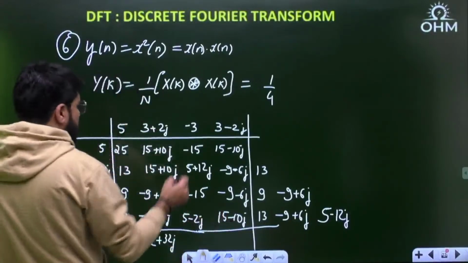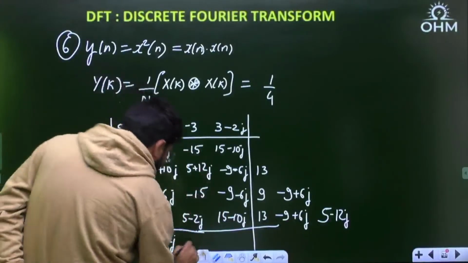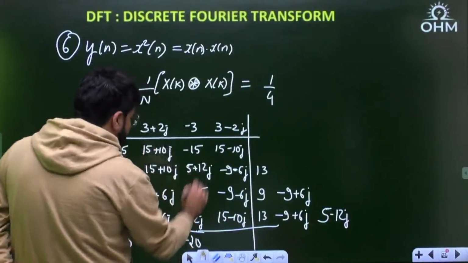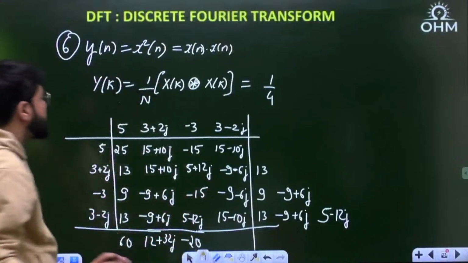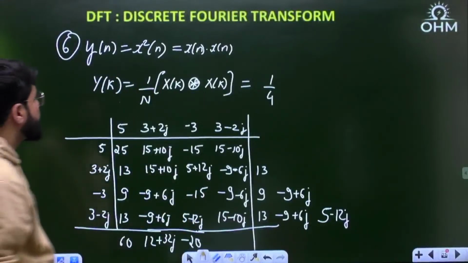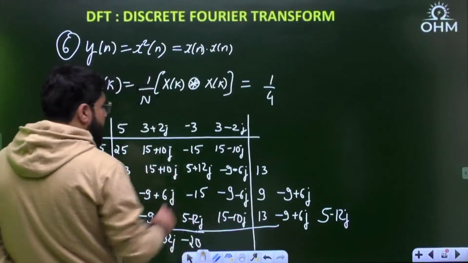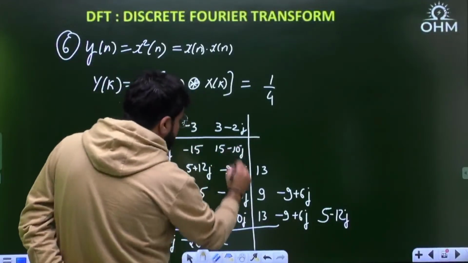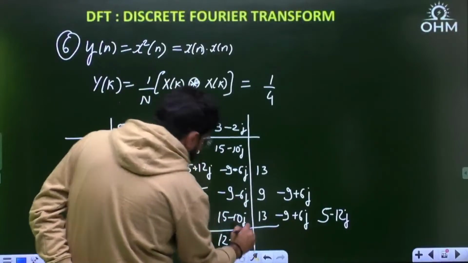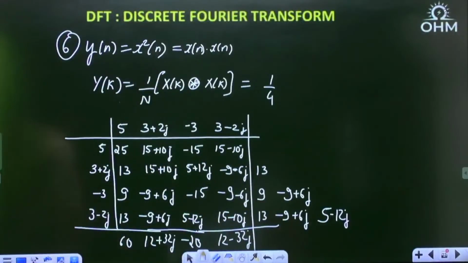So now minus 15 and 5 minus 10 and again minus 10. So minus 20, and only minus 20. That's it. Only minus 20 will come. Perfect. And now 15 and minus 9, again 6, 6, 6, 12, and this is minus 32j. That is the correct answer now.